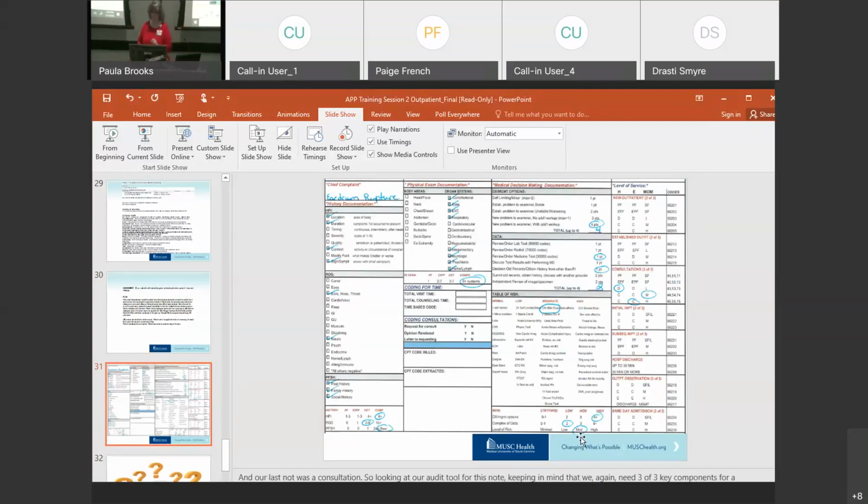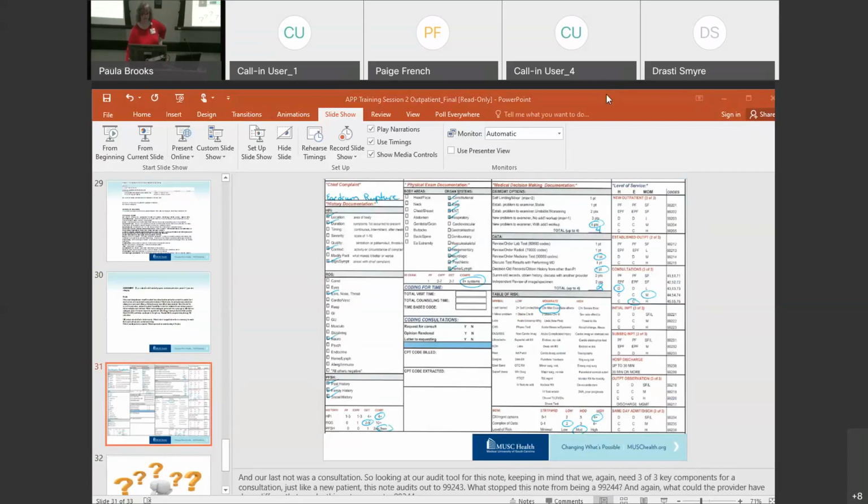So for this one, what would this have been if it was an established patient with this exact same documentation? Actually, it's a 4. And I'll show you right here. You need 2 out of the 3. And we have enough complexity.